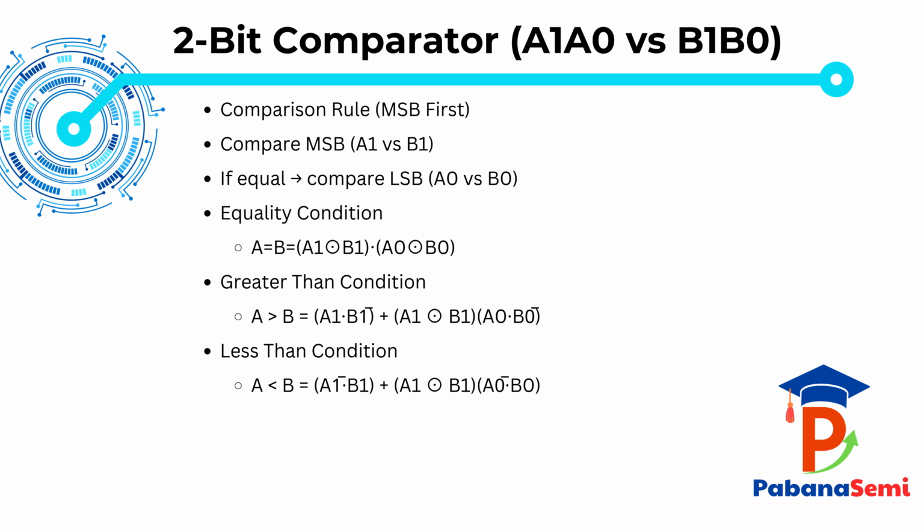MSB decides first. LSB matters only when MSBs are equal. This hierarchical comparison principle is exactly how larger 4-bit, 8-bit, and 32-bit comparators inside ALUs are designed.